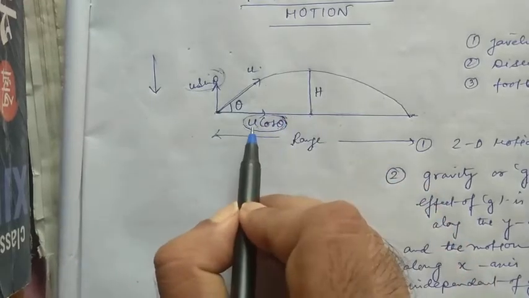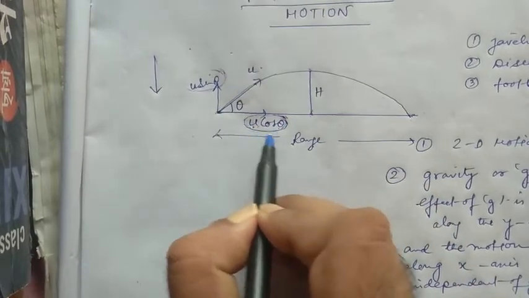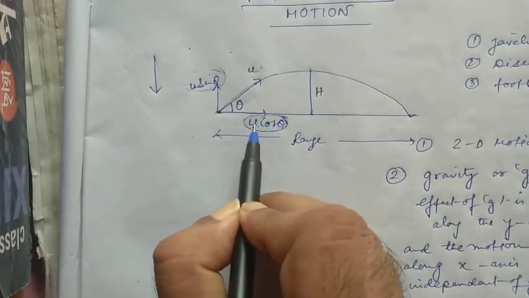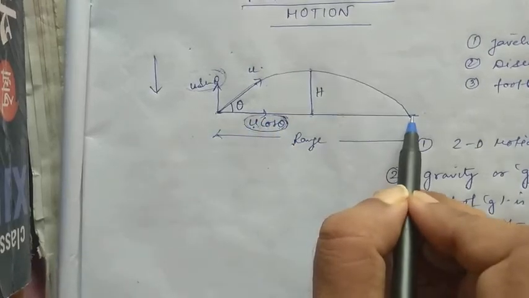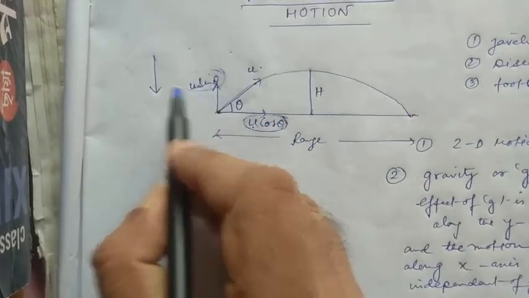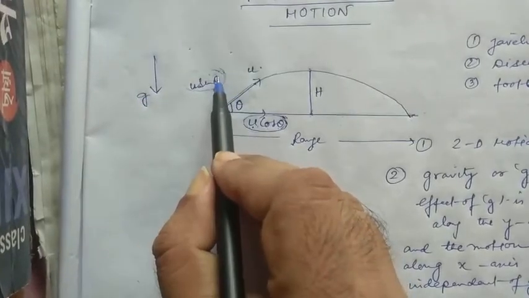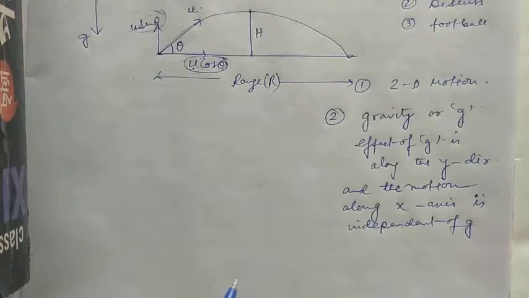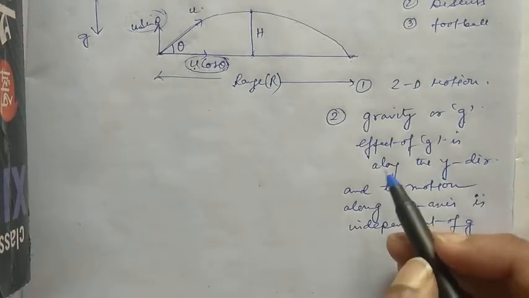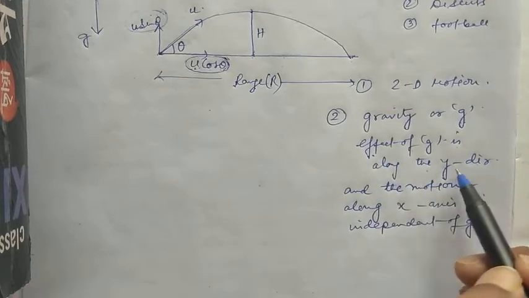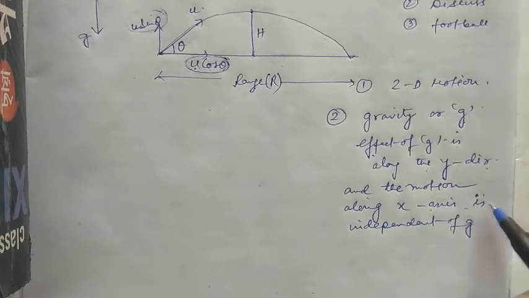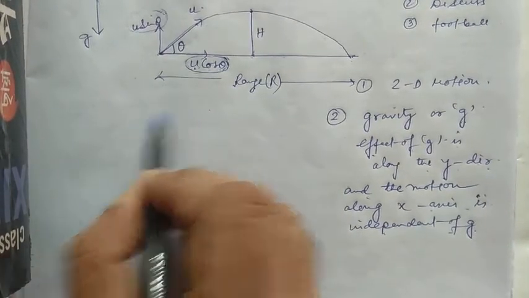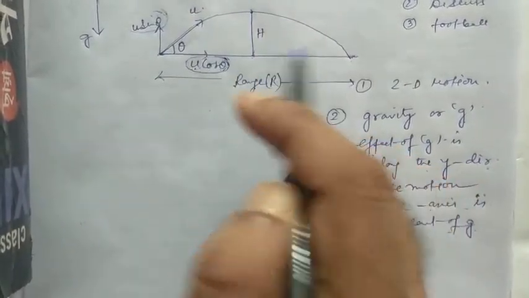The product of u and cos theta remains constant throughout the motion along the x direction, whereas u sin theta gets affected by the value of g when it moves upwards till it reaches the point here. So I repeat, the effect of g is along the y-axis and the motion along the x-axis is independent of g. Now we try to find the formulas for the maximum height, the range, the time of flight, etc.